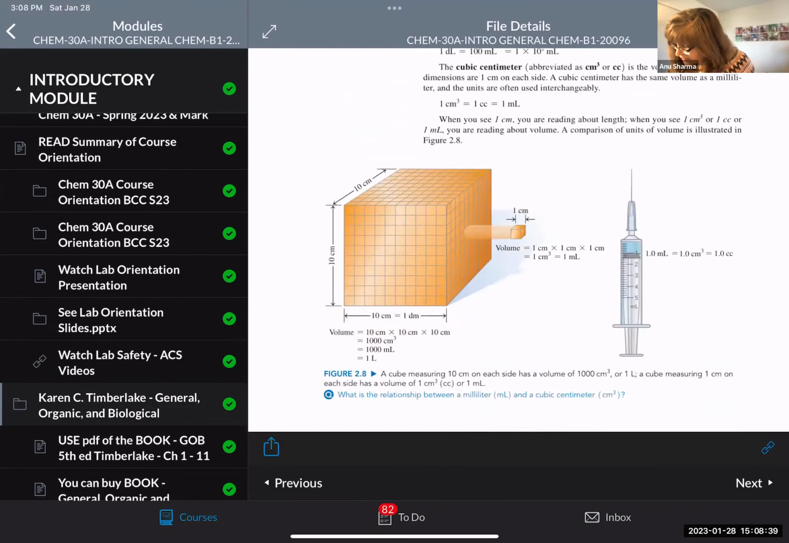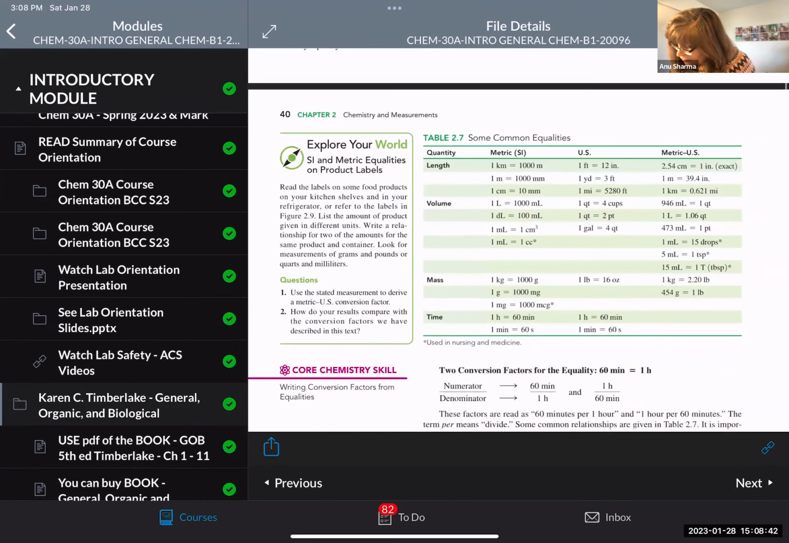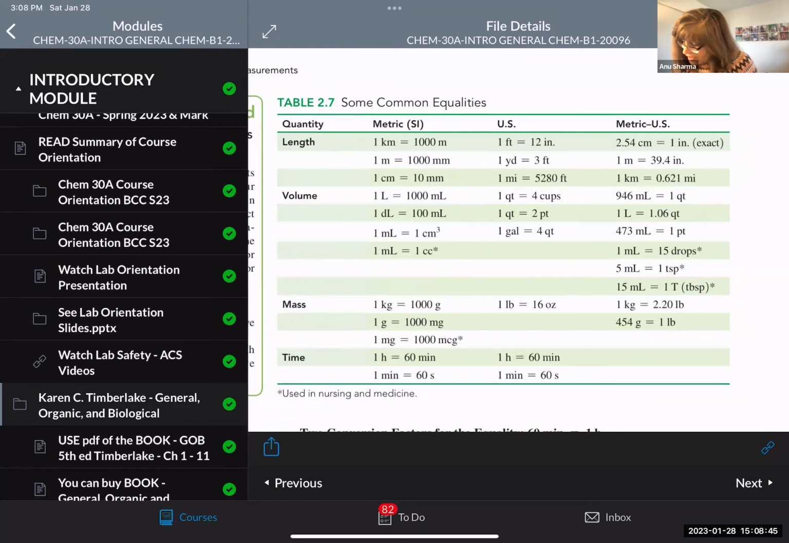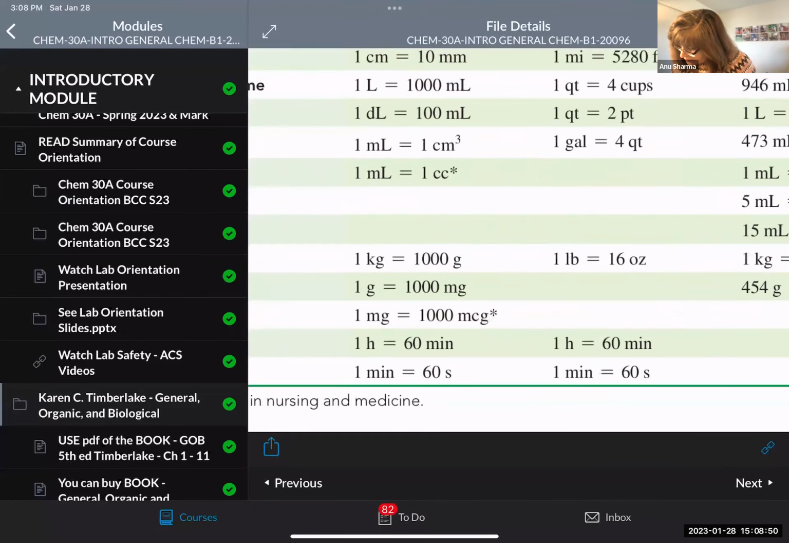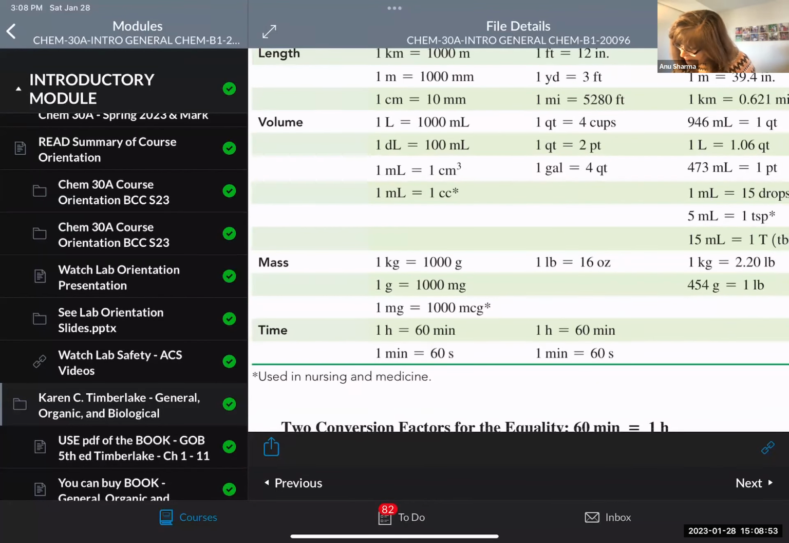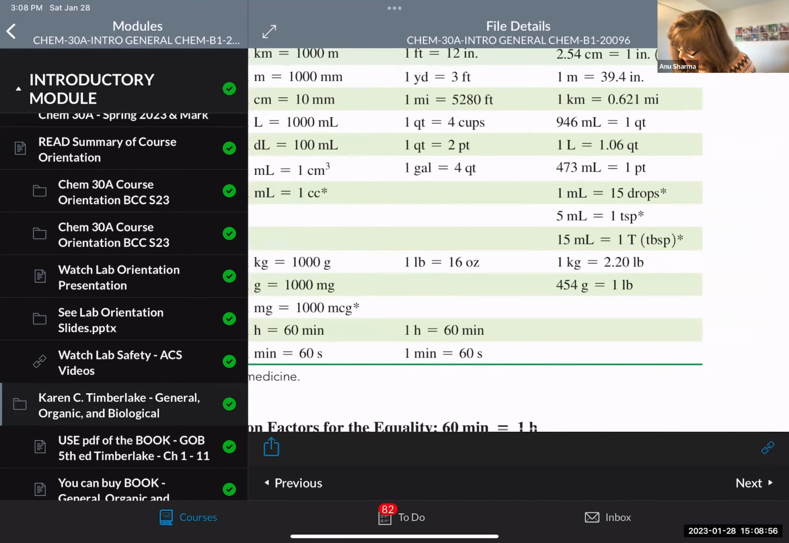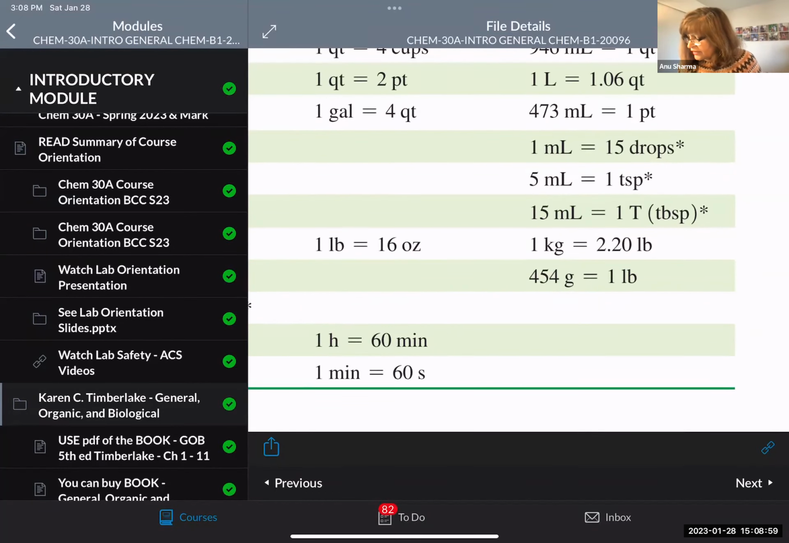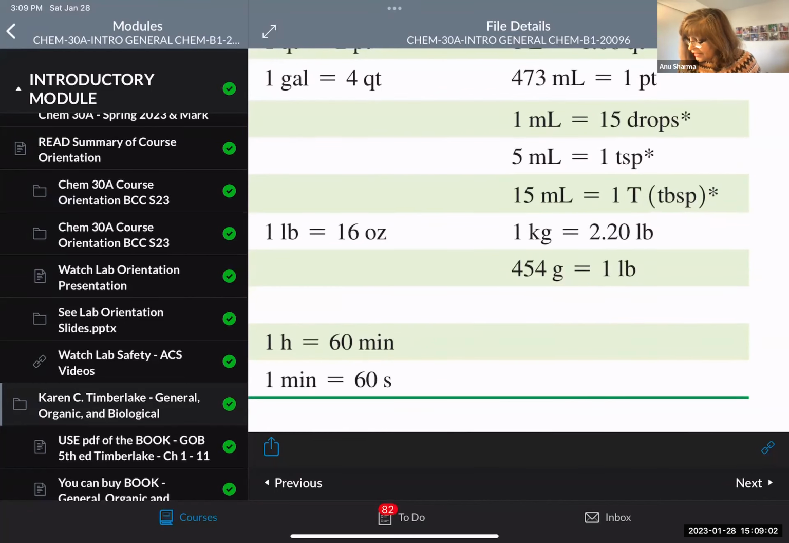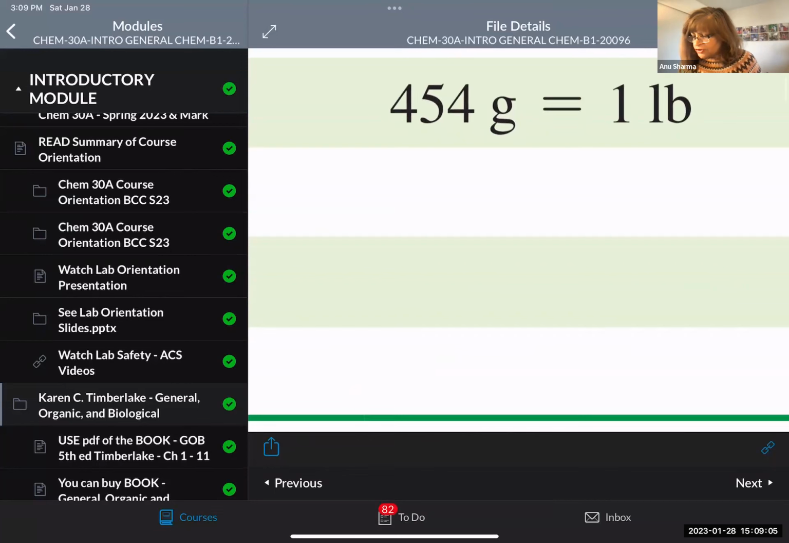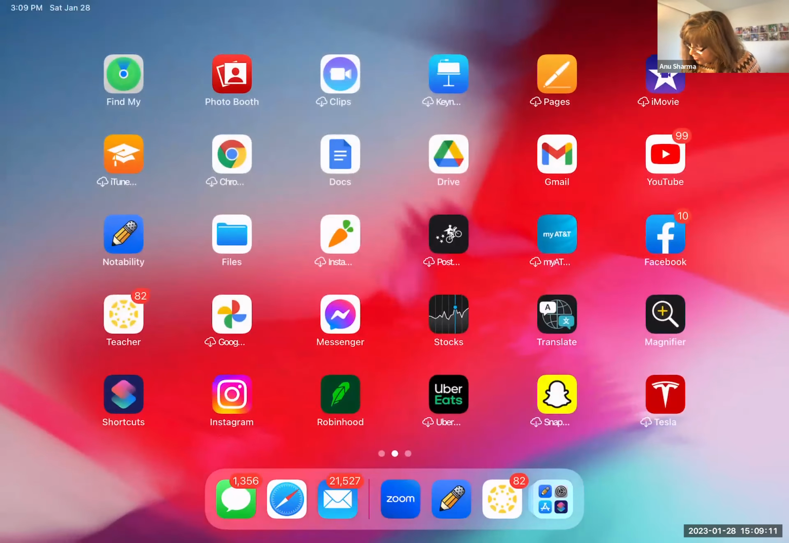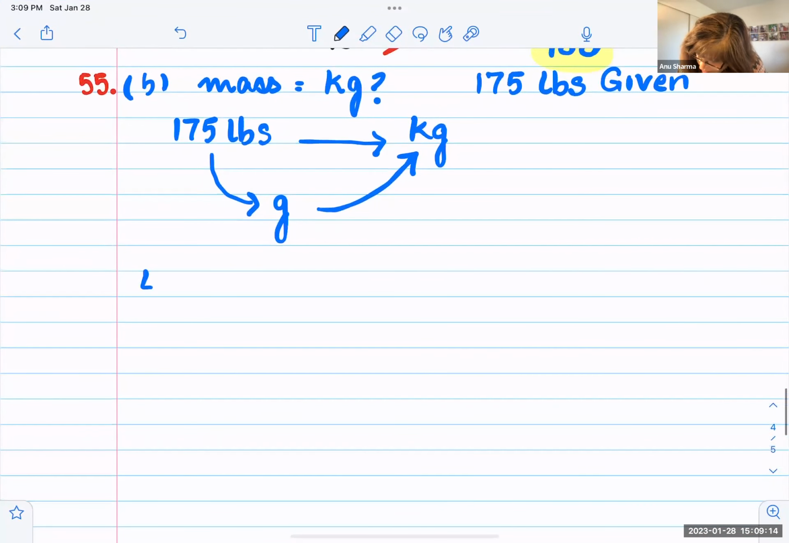All right, so here is the table, the same table that we are using, table 2.7. So pounds and mass. There's a relationship between grams, kilograms, and pounds. Luckily, you're given kilograms to pounds, a direct relationship. But let's say there is no direct relationship, just assume. 454 grams is 1 pound. So let's put this here: 454 grams is equal to 1 pound.